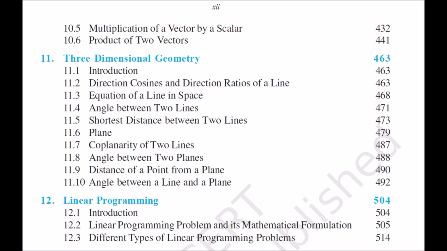11th chapter, Three-dimensional geometry. 11.1 Introduction. 11.2 Direction cosines and direction ratios of a line. 11.3 Equation of a line in space. 11.4 Angle between two lines. 11.5 Shortest distance between two lines.